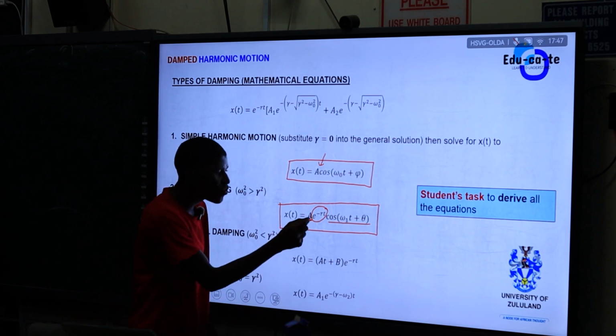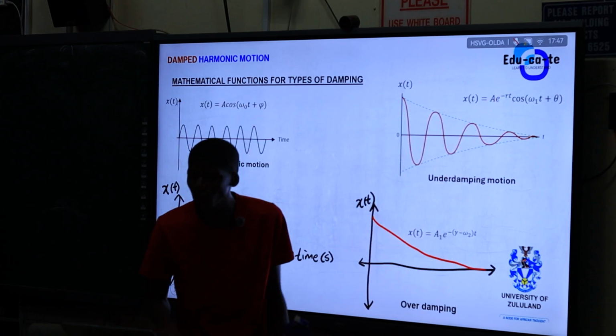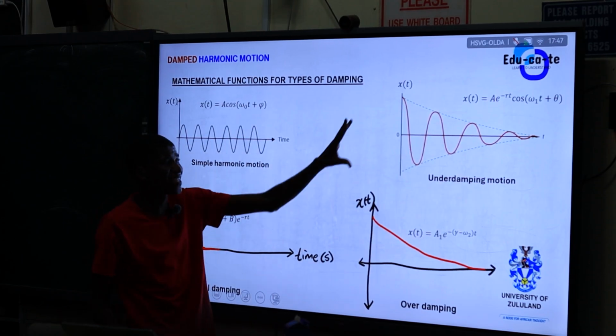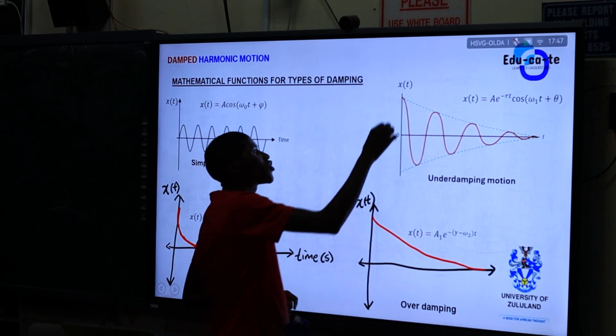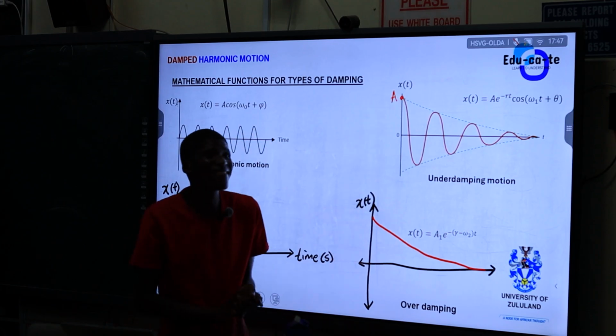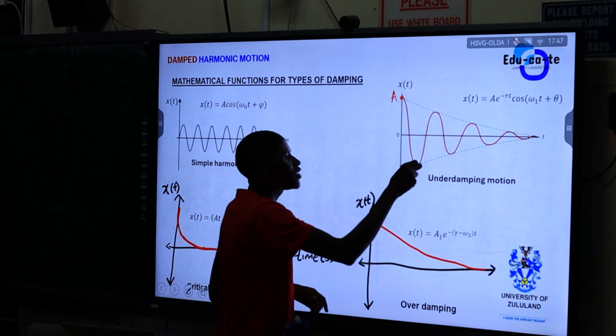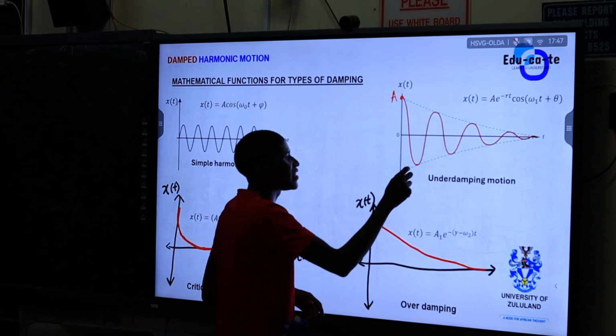They decrease the amplitude. So when you plot that on a graph, it's going to look like this. This is underdamped motion. You start with a high amplitude here, and that amplitude decreases. When it's oscillating, it will go to another, lower amplitude there.